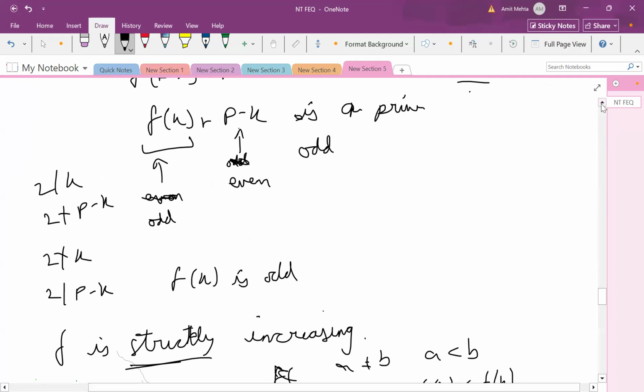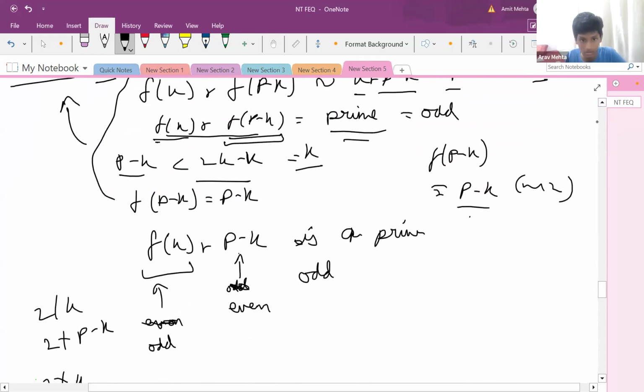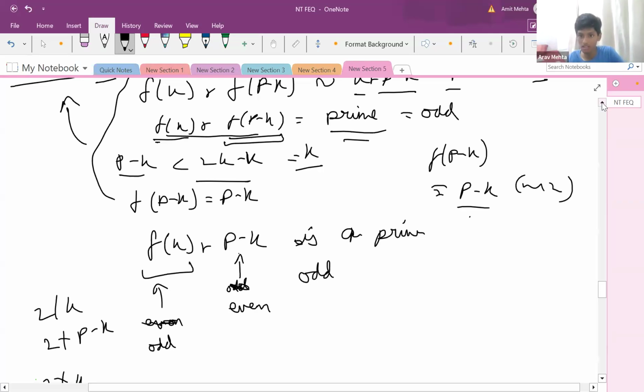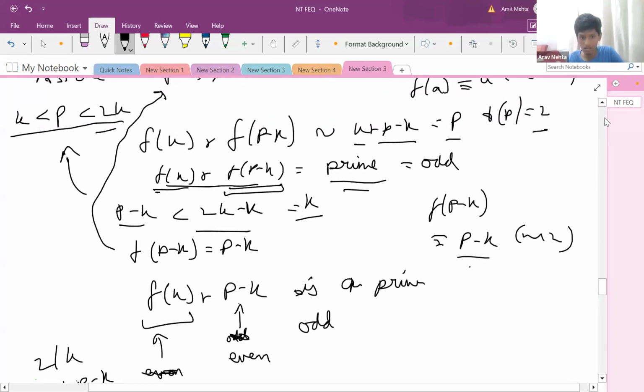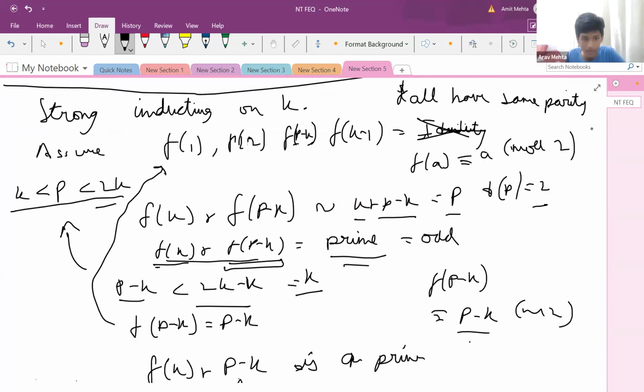I also have a doubt. Must there exist a p minus k such that f of p minus k equals p minus k? We prove that eventually, but until now we haven't proved it. I mean, we're using that, right? Wait, actually, let me explain this proof again.